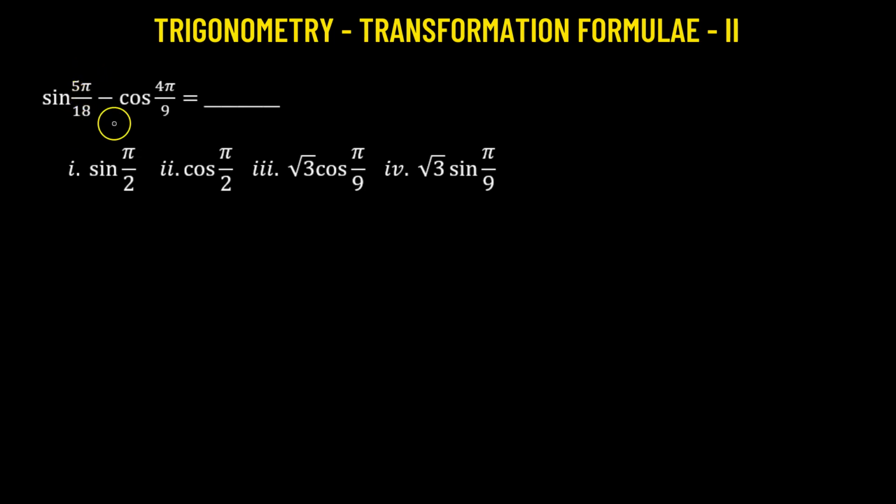So we need to determine the value of sine 5 pi over 18 radians minus cosine 4 pi over 9 radians. So let us begin. Now we'll be using the transformation formula here, but there's a slight issue.